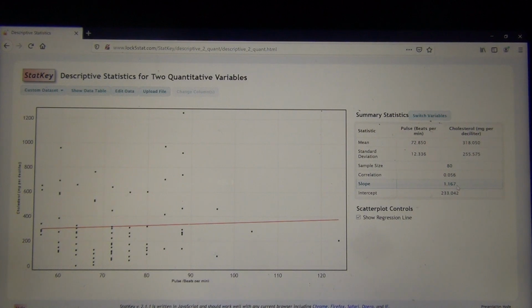Remember, slope would be the increase or decrease in y per unit of x. So this would tell us that the cholesterol is increasing 1.167 for every 1 beat per minute higher the pulse rate. The y-intercept is, if the x is 0, what's the predicted y value? So if pulse rates were 0, which again is not going to happen, the cholesterol would be 233.042. Again, those numbers are not accurate because this doesn't have a linear relationship.